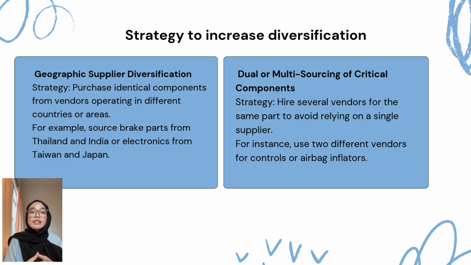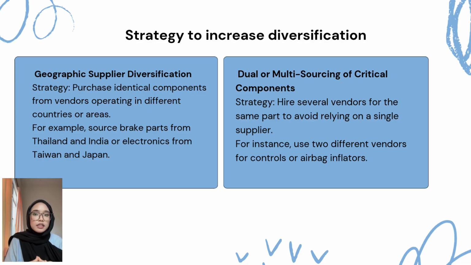Dr. Zawia, my name is Aida Nuraqilla, and I will proceed with the strategy to increase diversification. The first part is geographic supplier diversification. The strategy is to purchase identical components from vendors operating in different countries or areas, like Toyota companies, and every type of component will be supplied from other countries. For example, source brake parts from Thailand and India, and electronic parts from Taiwan and Japan.